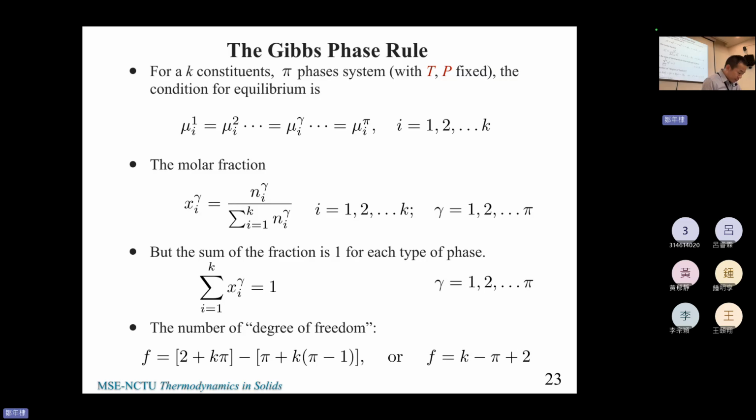All right, so now you have temperature, pressure fixed, right? So which means that experimentalists can choose the value. Okay, so you have 2 independent variables.